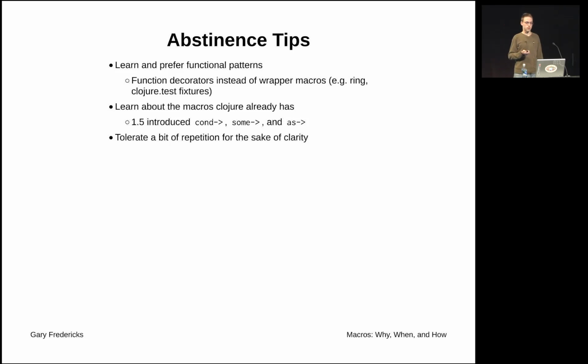One interesting idea is instead of using wrapper macros, you can use function decorators like Ring does with its middleware, and close your test with fixtures. You can learn more about the macros that already exist, so you're not reinventing the wheel or reinventing something that's basically this other thing but slightly different. For example, there's some interesting threading macros that were introduced in Clojure 1.5. And also, just don't get obsessed with trying to eliminate all repetition everywhere from your code. Learn to tolerate a little bit of it for the sake of simplicity.